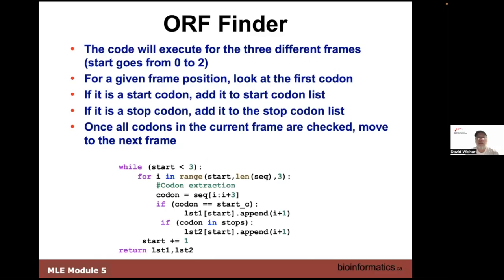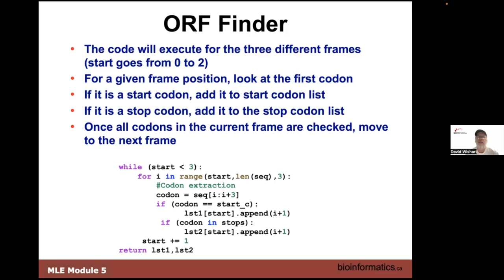And this is where we're now scanning for ORFs. We're looking over three different frames. So we start at 0, 1, and 2, as opposed to 1, 2, and 3. Once we're in position frame 1, we'll look at the first codon. If it's a start, we add it to the start codon list. If it's a stop codon, we add it to the stop codon list.